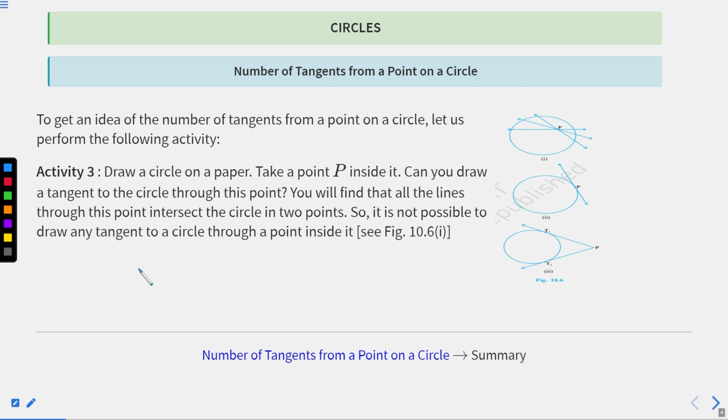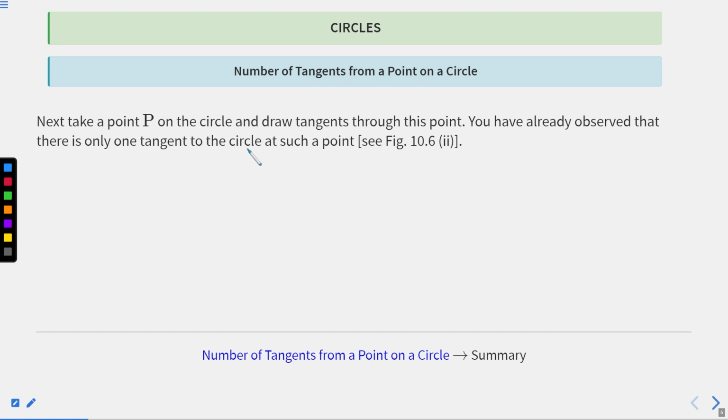inside it. Okay, so now second, if we take the point which touches the circle at point P. Next, take a point on the circle and draw tangents through this point. You have already observed that there is only one tangent to the circle at such a point. We have studied this in the previous lecture, where we proved a theorem. By that theorem we get this idea.